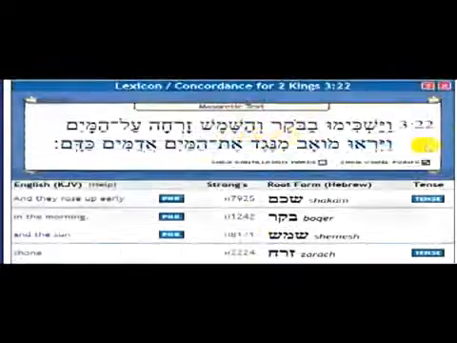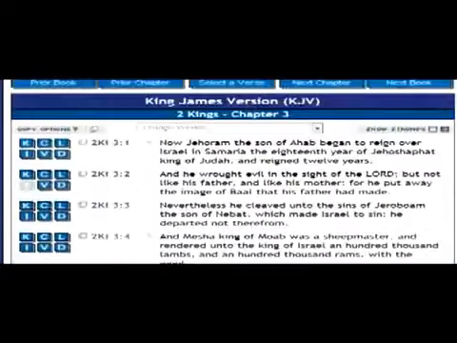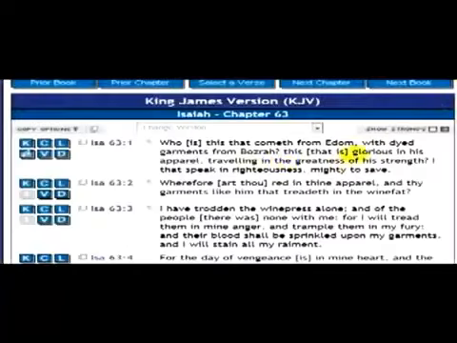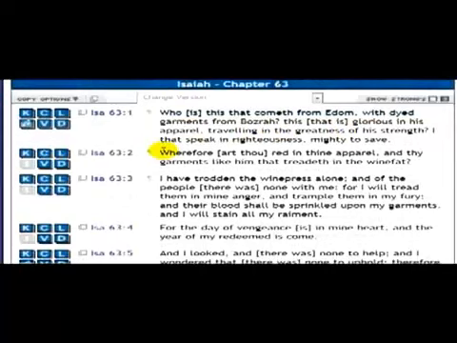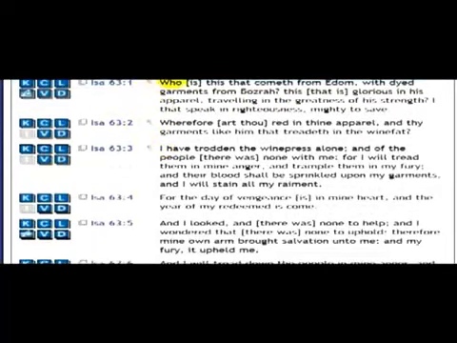Now let's go from there to the book of Isaiah, the 63rd chapter, and the 2nd verse. This is dealing with Yahushua when he comes back. It says, I'll start at the 1st verse. "Who is this that cometh from Bozrah with dyed garments from Bozrah? This that is glorious in his apparel, traveling in the greatness of his strength. I that speak in righteousness, mighty to save. Verse 2. Wherefore art thou red in thine apparel, and thy garments like him that treadeth in the wine fat."